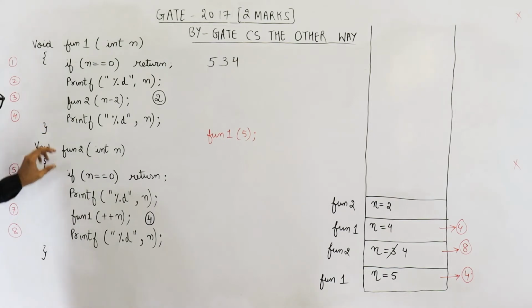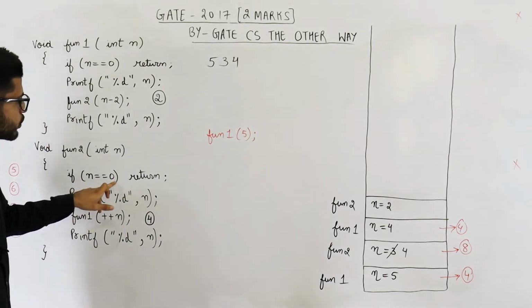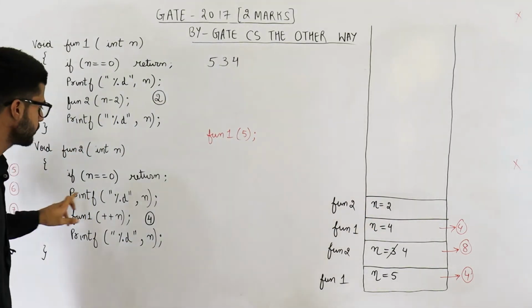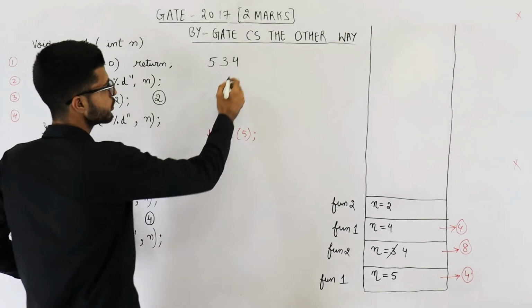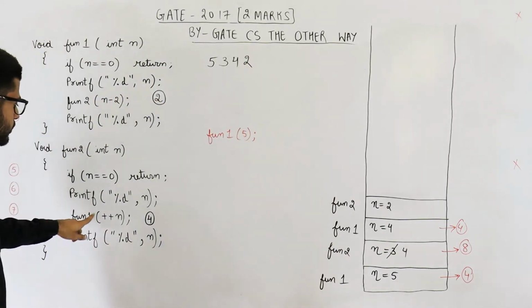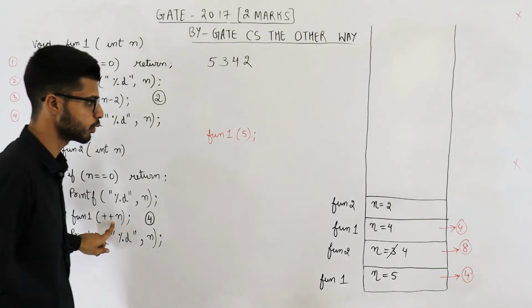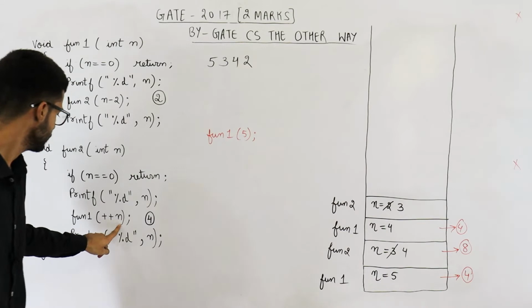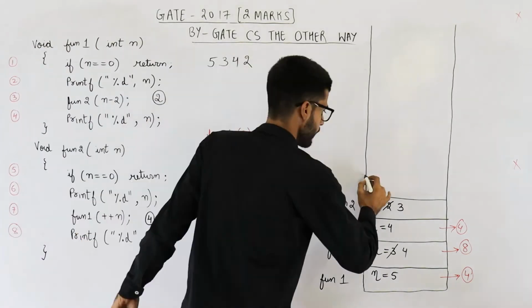Then you can see this function fun2 will be called. If n is equal to 0, then return. No, n is 2, so don't return. Then printf n, that means 2 will be printed. Then fun1 with ++n. So first execute plus plus, that means increment it to 3. Then call function fun1.